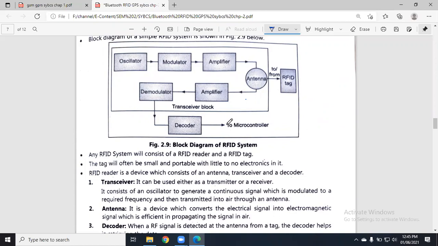Who will generate that? The oscillator. The very basic function of the oscillator is to generate the continuous signal. Next, the output of the oscillator is given to the modulator.